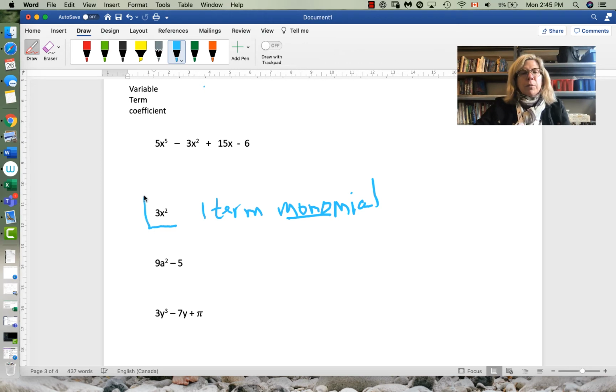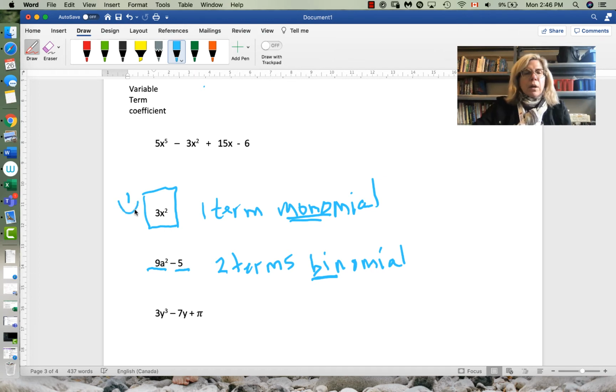So 3x squared, that's a monomial. Now this one, how many terms does it have? Well, it has 9a squared and it has minus 5. So that's got 2 terms. And it doesn't matter if there's no variable associated with it, a constant is still a term. So 2 terms is called a binomial, bi meaning 2, mono meaning 1.